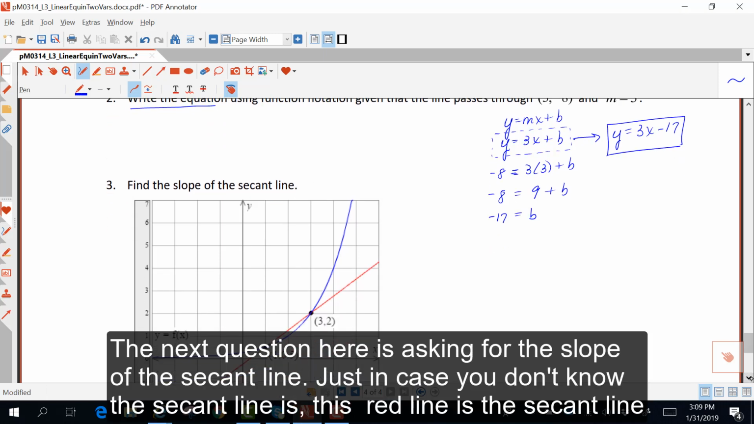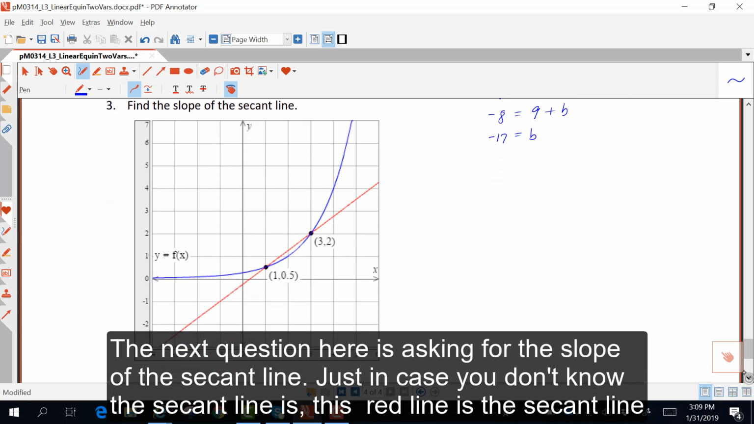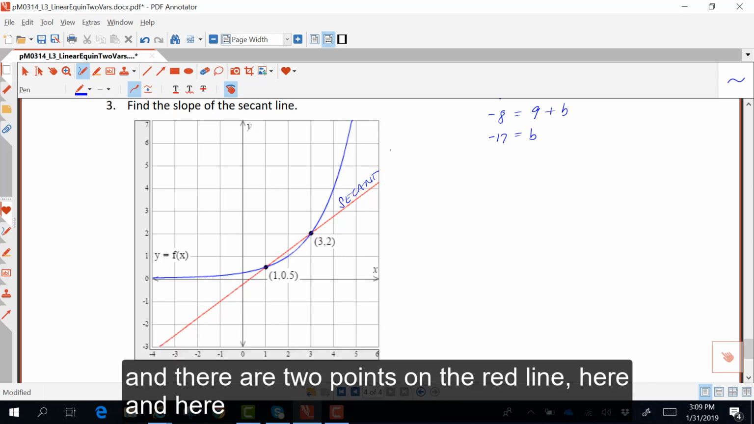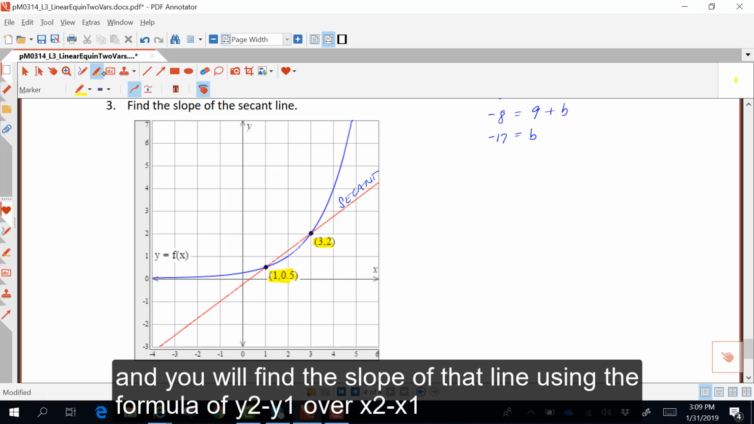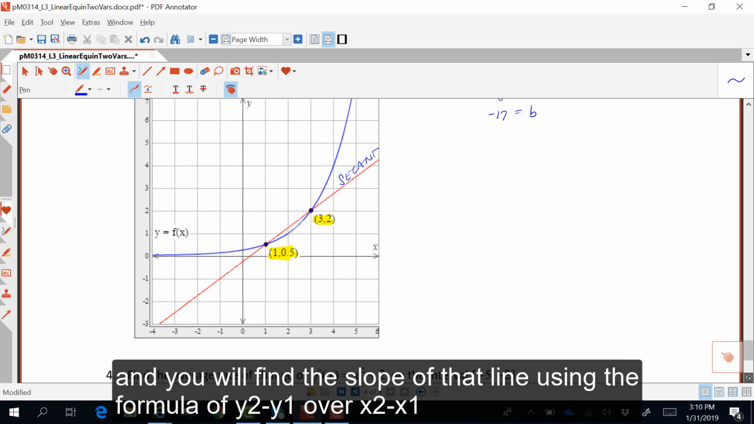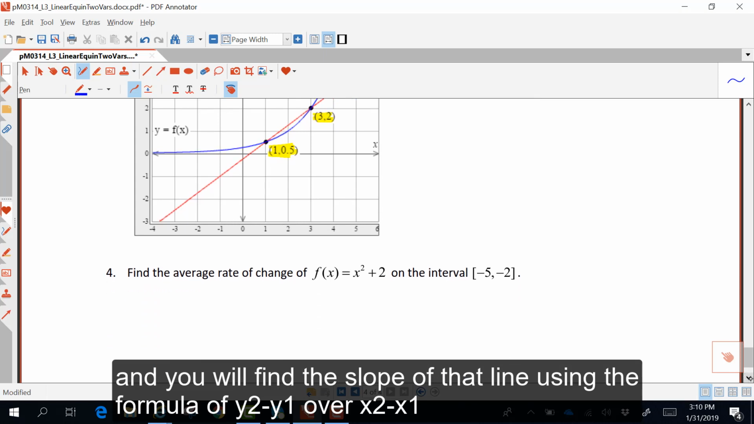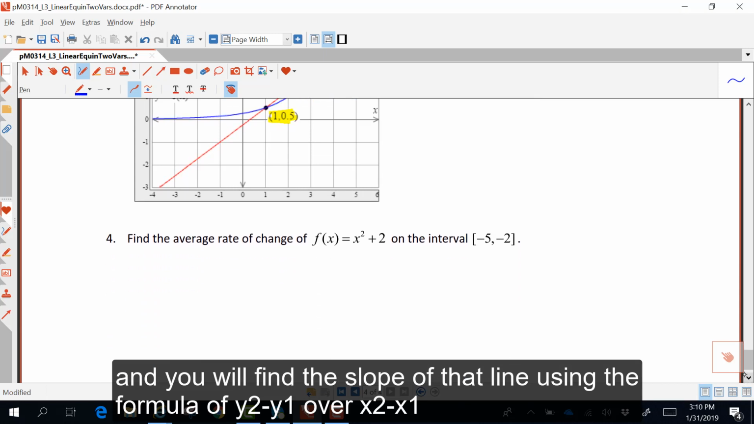The next question here is asking for the slope of the secant line. Just in case you don't know what the secant line is, this red line is the secant line. And there are 2 points on your red line, here and here, and you will find the slope of that line using the formula of y2 minus y1 over x2 minus x1.